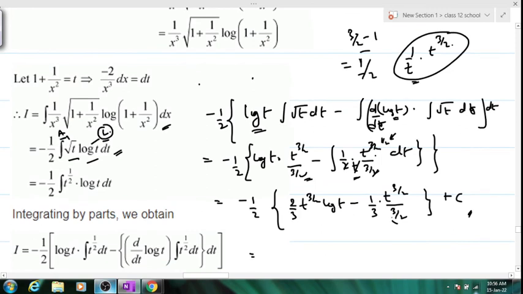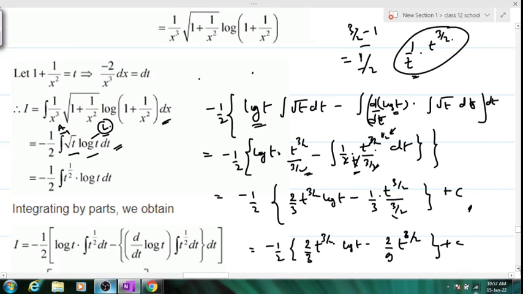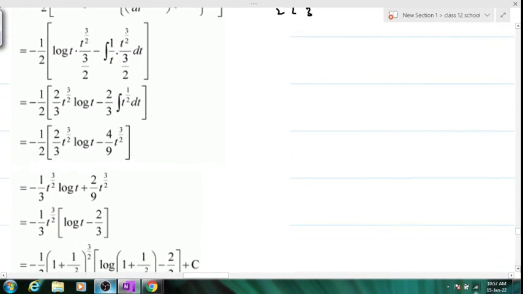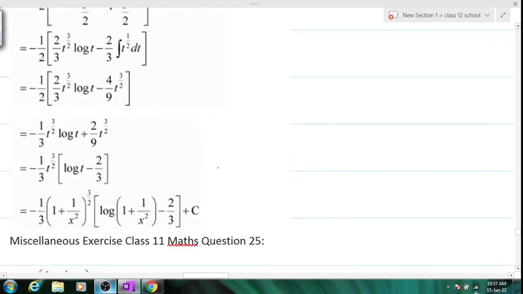Yes, no, not 4 by 9. This 2 will go up, 2 by 9. Okay, we'll have minus half, 2 by 3, 3 by 2 and then log t minus 2 by 9 t to the power 3 by 2 and then plus c. Okay, then at the end you have to substitute the value for t. Okay, you'll have your answer as this, final answer.